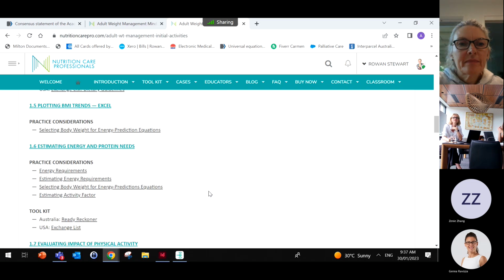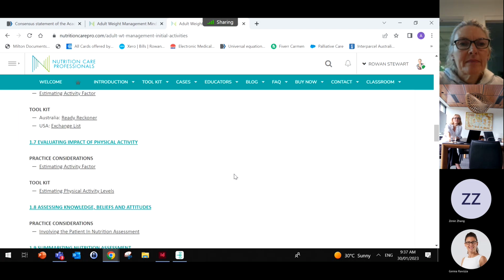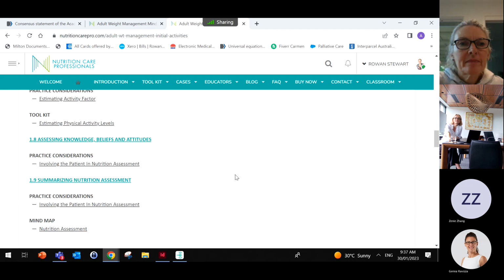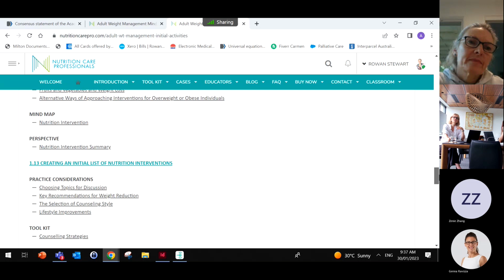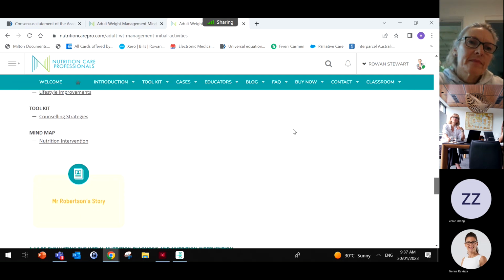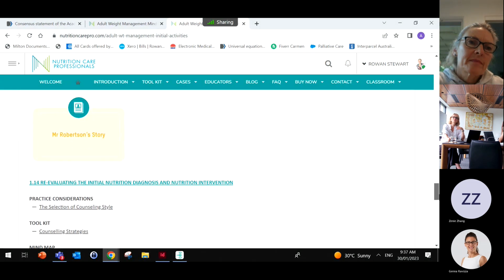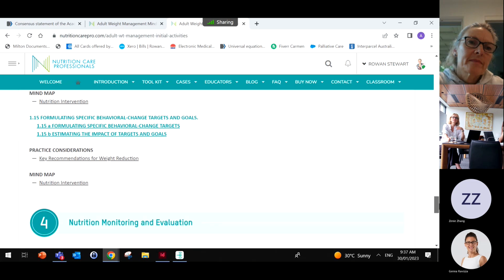Then you calculate his energy and protein needs. You look at the impact of his physical activity, you assess his knowledge, beliefs, and attitudes, and so forth. Now, if you don't want to do all of that detail, you can come down and just simply do a chart entry. And all of those components will feature in your chart entry.